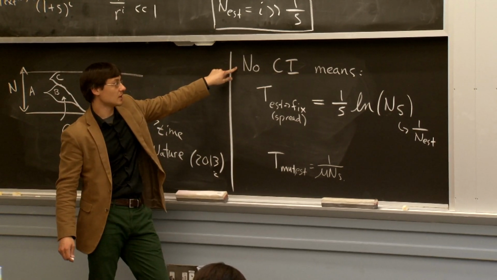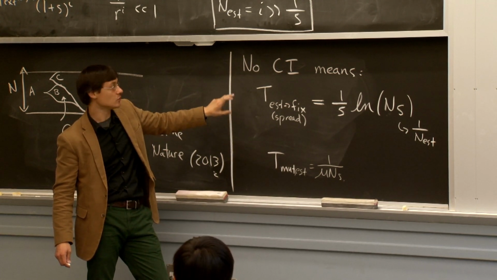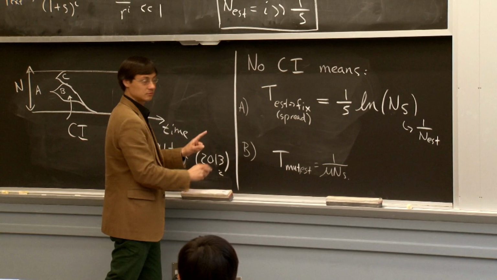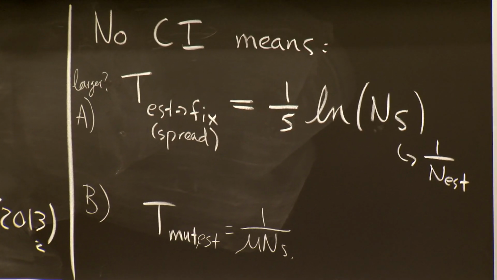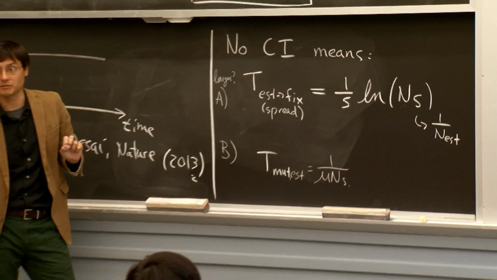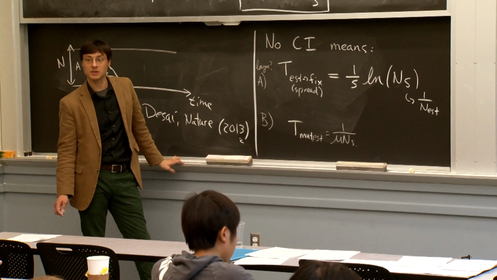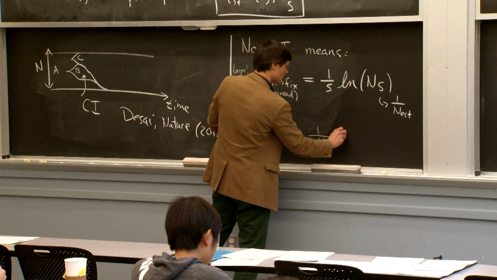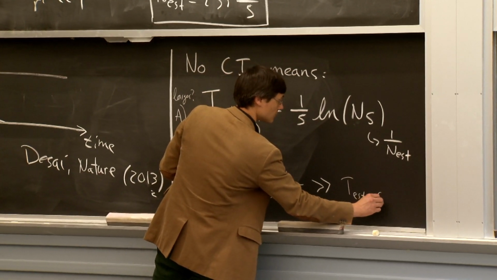Now, no clonal interference means that one of these is larger than the other one. Is it A, this guy is larger, or B, this guy is larger? Think about this for 15 seconds just to make sure. If there's no clonal interference, it means that one of these is much larger than the other one. Which one? Ready, 3, 2, 1. It means that this thing is much larger than this one, right? So this thing has to be much larger than t establish to fix.